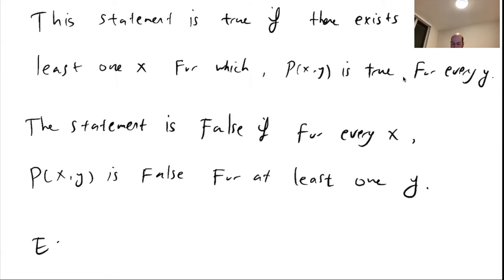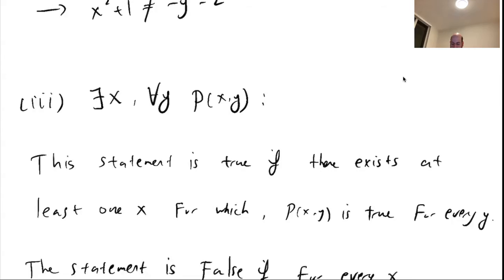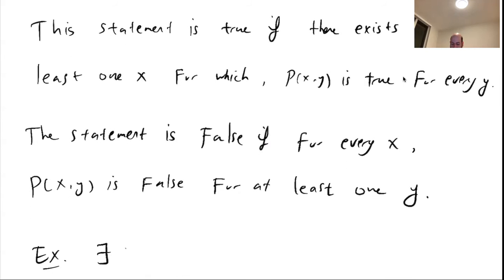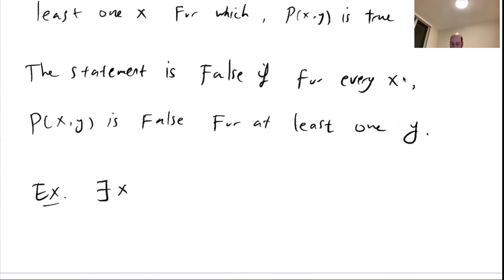So let's look at the mathematical example that we considered in the previous cases as well. Let's say there exists x for each y, x plus y equals 0.